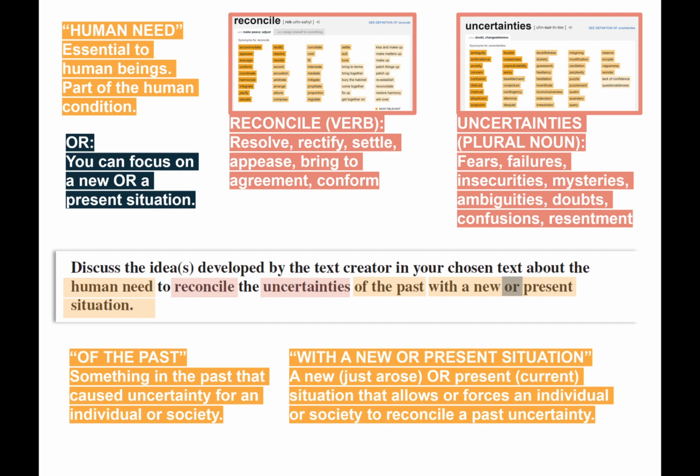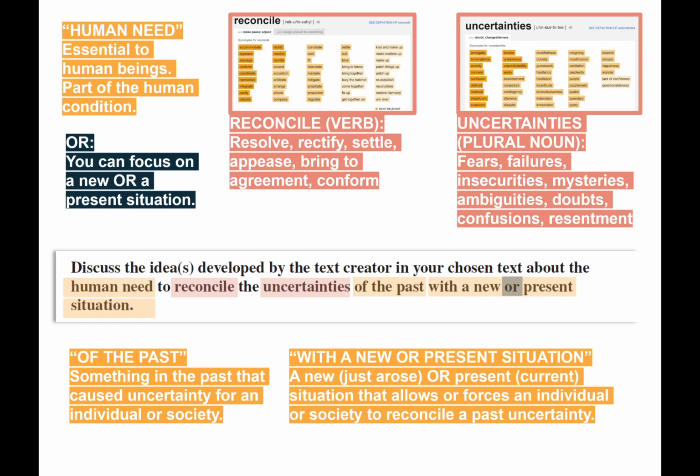So let's return to the CART, or CRT topic assigned to 30-1 students in my previous example. Discuss the ideas developed by the text creator in your chosen text about the human need to reconcile the uncertainties of the past with a new or present situation. This is a really dense topic, so by breaking it into smaller chunks, we're able to consider individually what each chunk is asking of us, and then consider holistically what those chunks mean together.